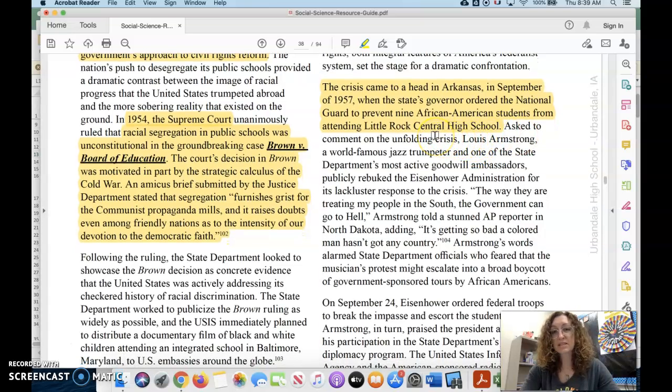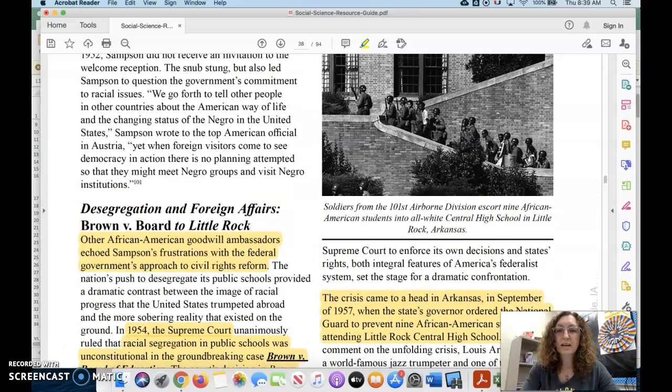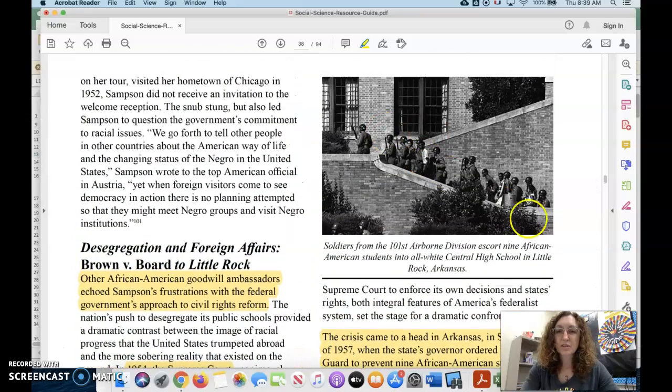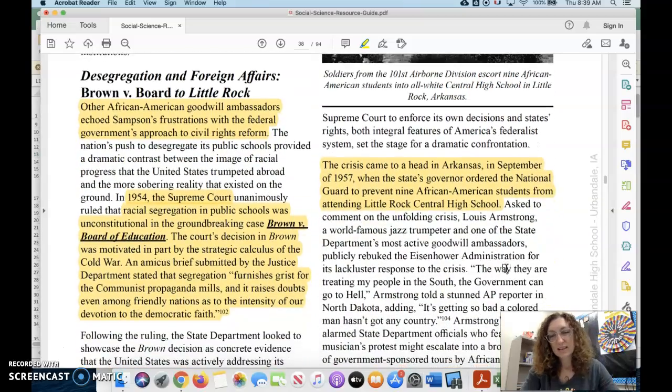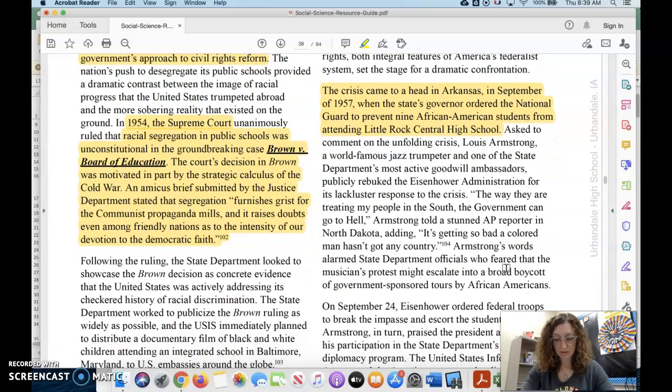And what happens is the governor brought the National Guard in to stop these African American students from attending the high school. And then other soldiers had to come in and escort students into that high school. So to have to bring the military in order to let your students go to school, that's a pretty big step.